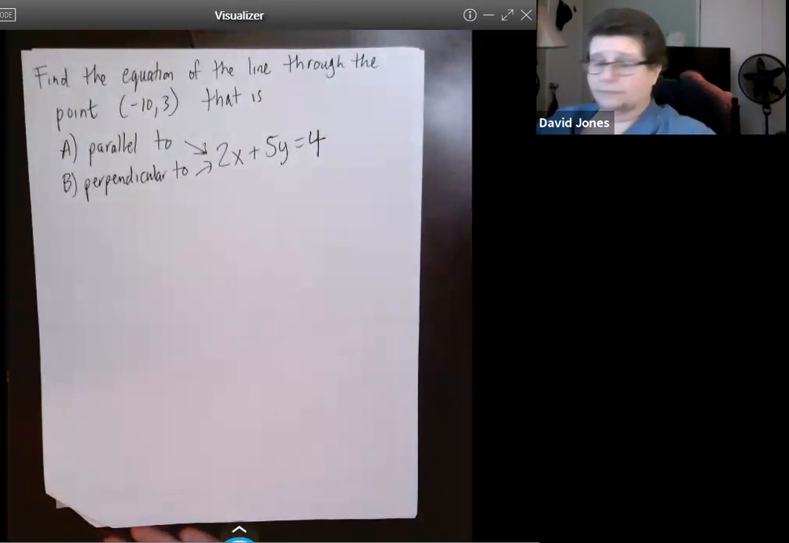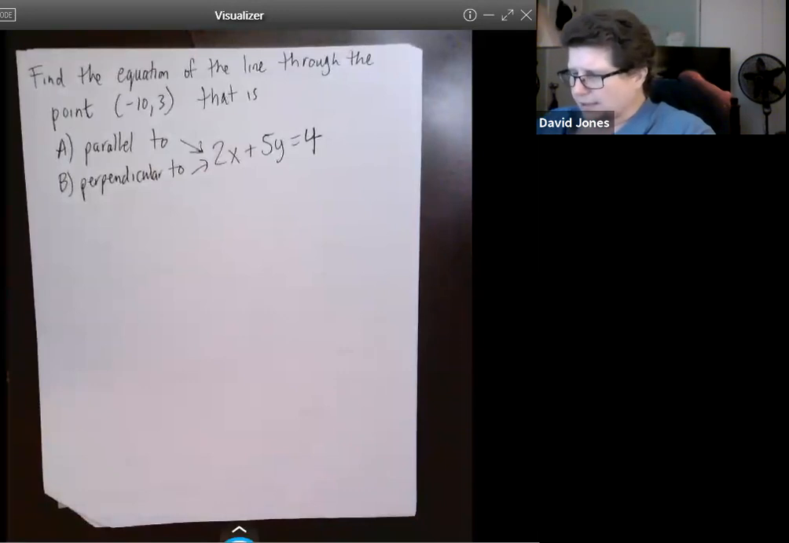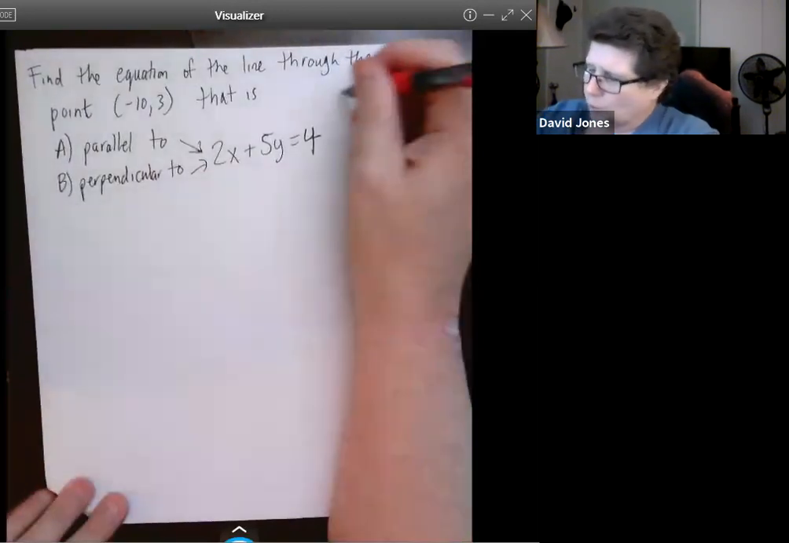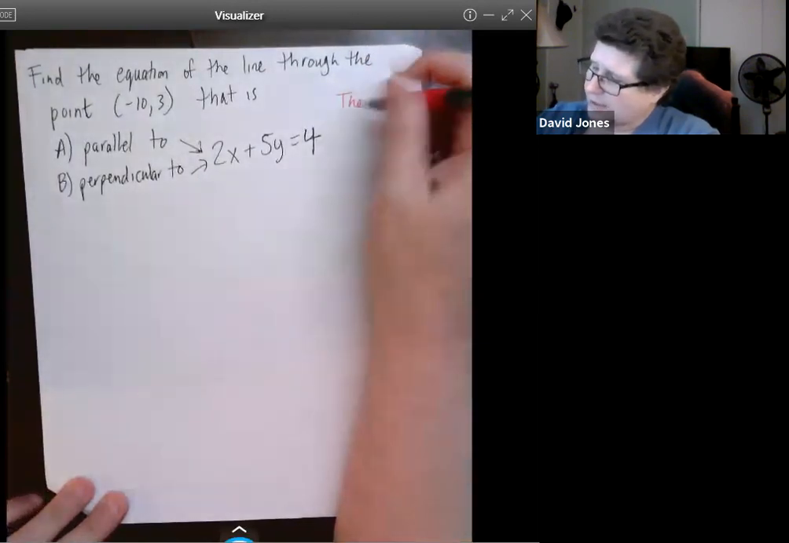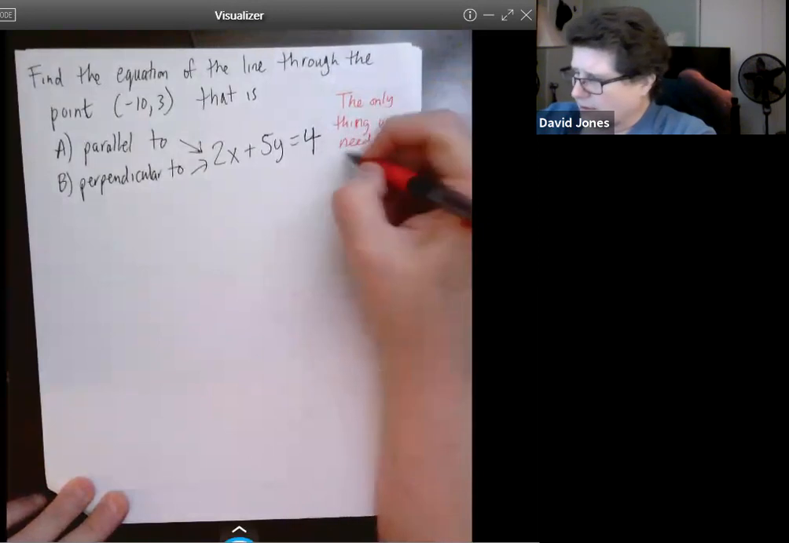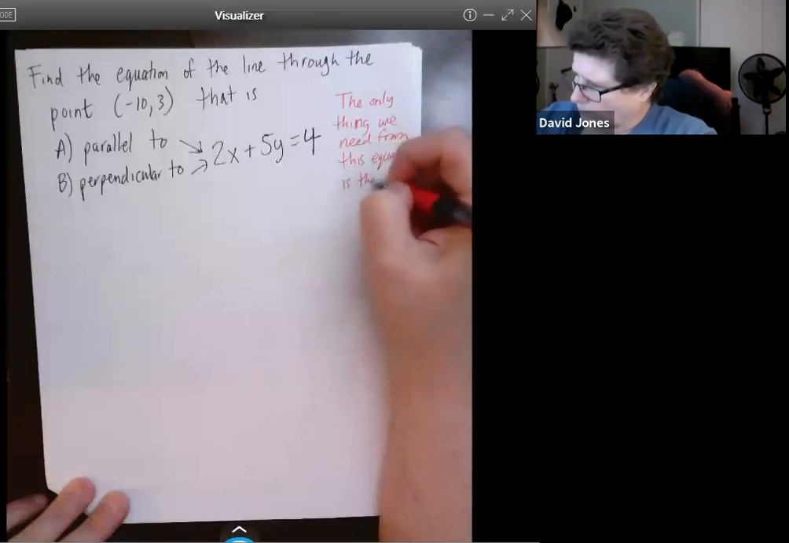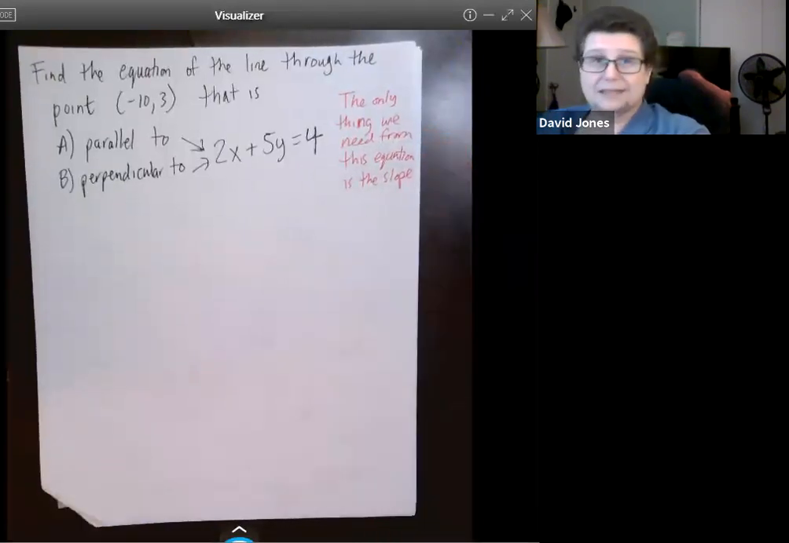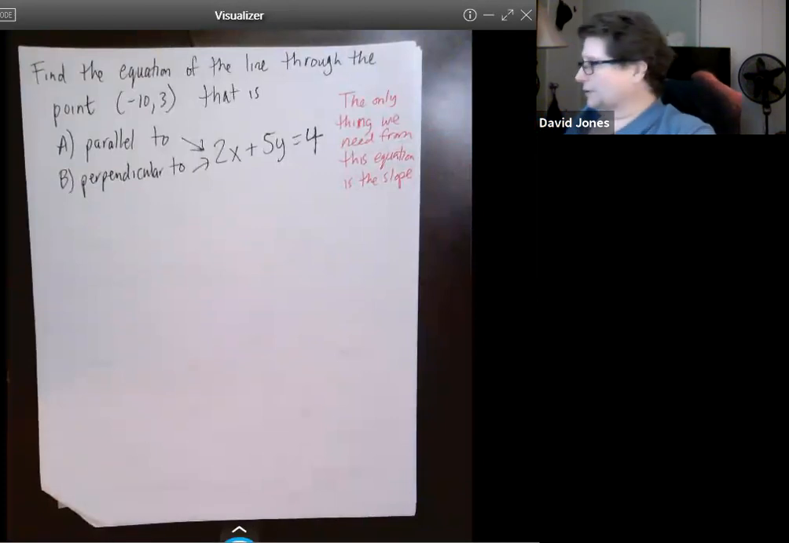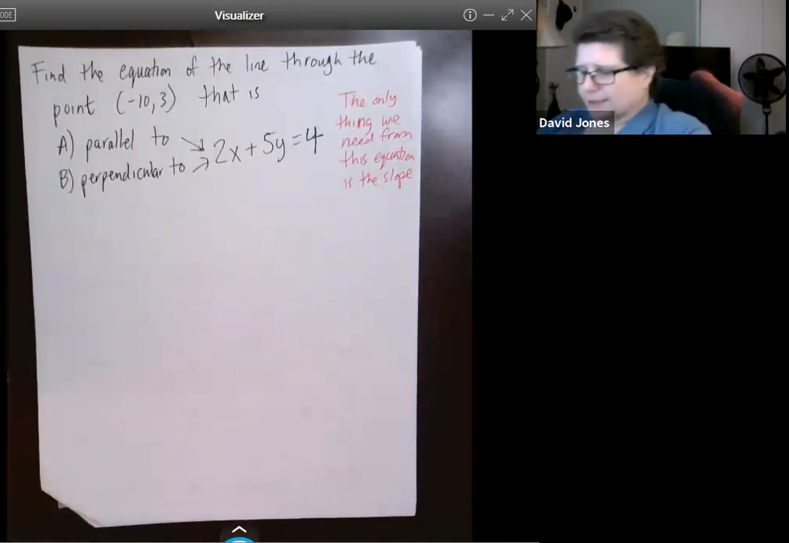All right. Before you get started, the only thing we need from this equation is the slope. Once you have it, get rid of it. Don't look at it anymore, all right? Pause it, try to work this out.